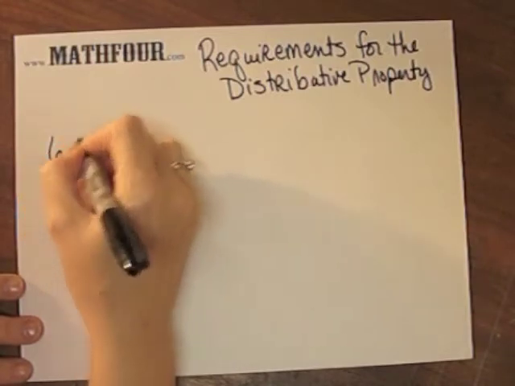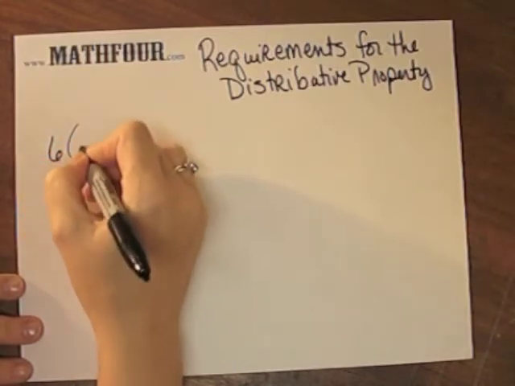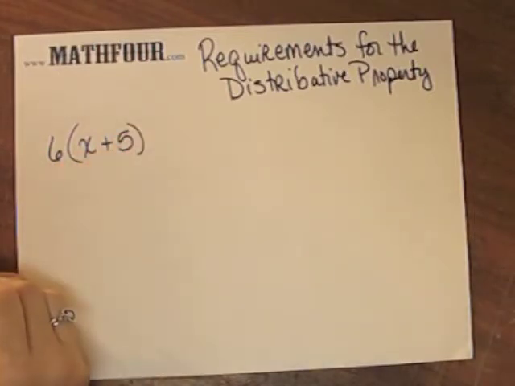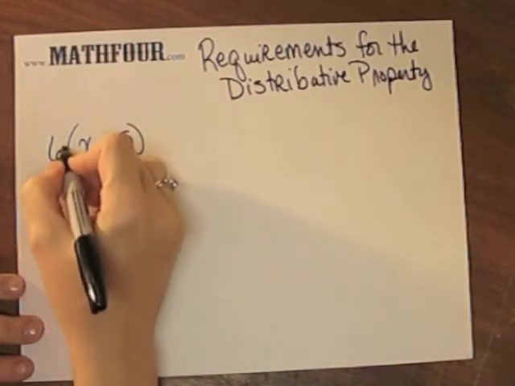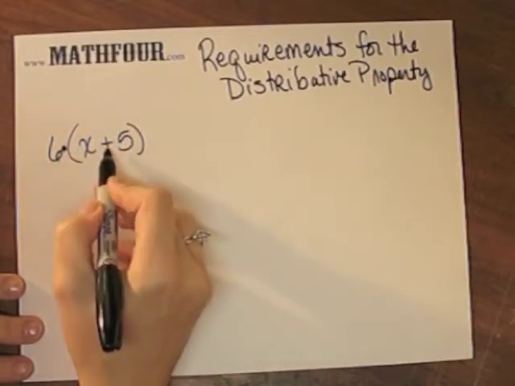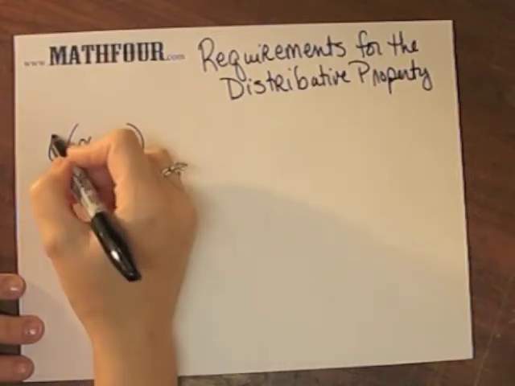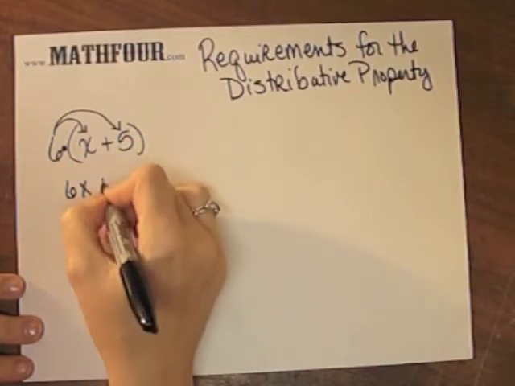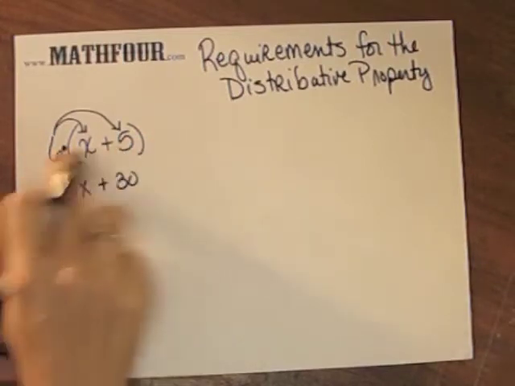So you've seen things like 6 times (x plus 5). Well, what's going on here? You have a multiplication here and you have an addition. So you've seen this happen where you say 6x plus 30 is what this guy is.